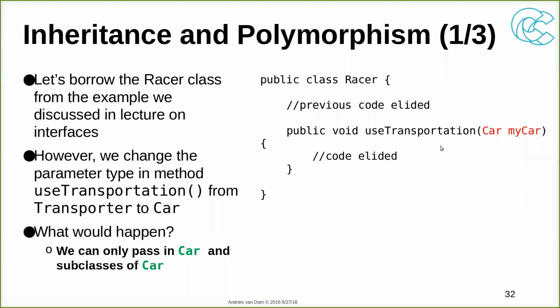So now if we want to use this use transportation method, we'll have to pass either the object of car or any of its subclasses. We'll look at some examples, but you can pass in the instance of car or any of its subclasses also, right? Because a parent object can hold a reference to any of its child classes.